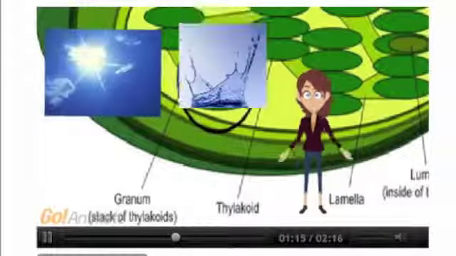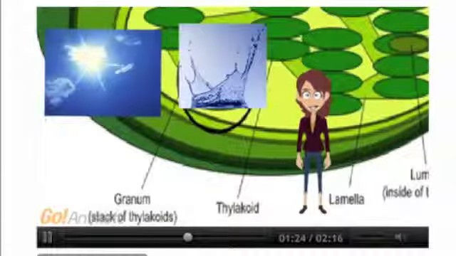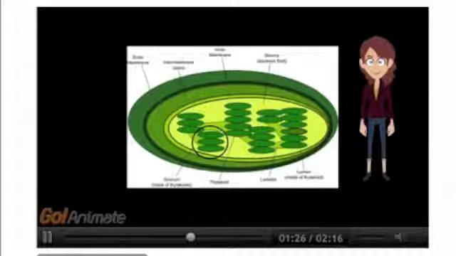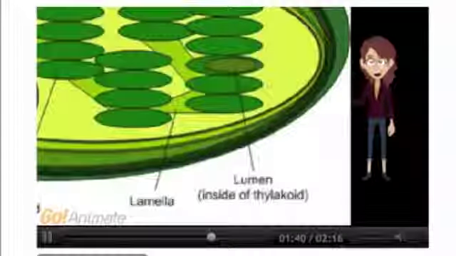Photons from sunlight hit the pigments and electrons are knocked loose from the water molecules. Then these electrons go through a series of electron chains to energize the process. All this in a fluid substance is called the stroma, which is where dark reactions take place. The lumen is the inside part of a thylakoid, and the lamella are the connecting channels between each granum.